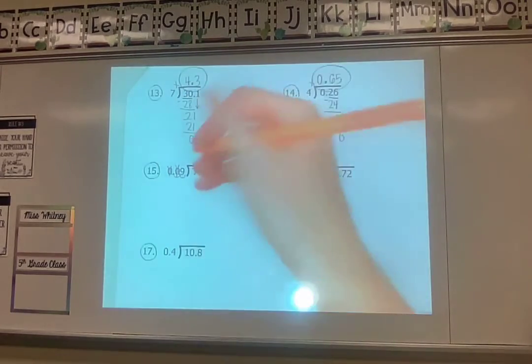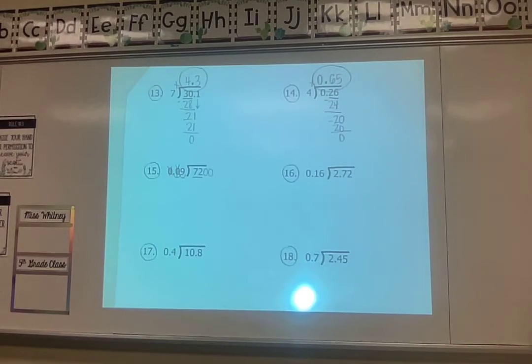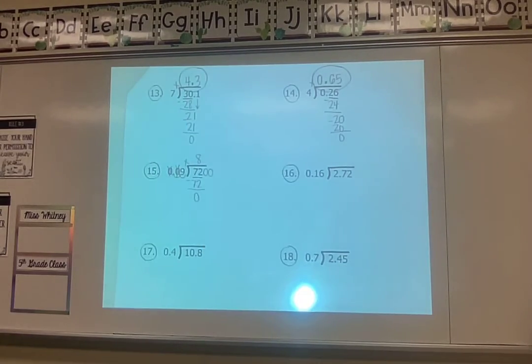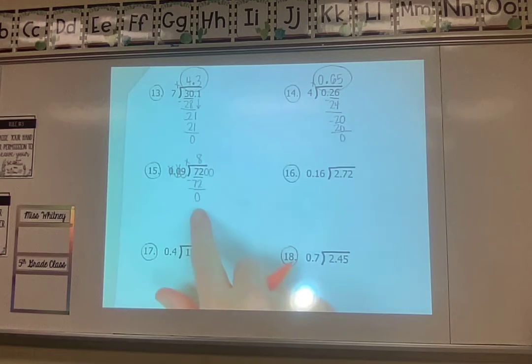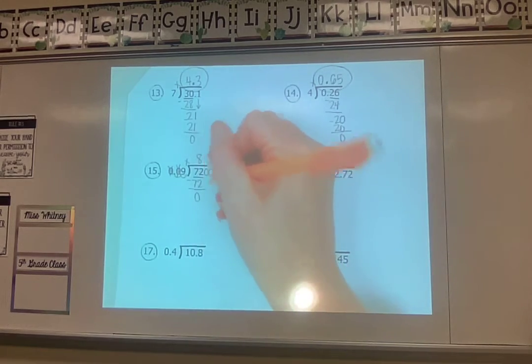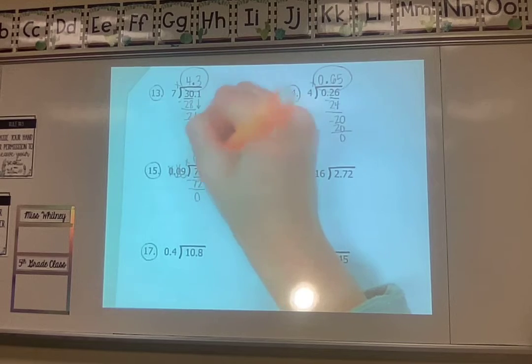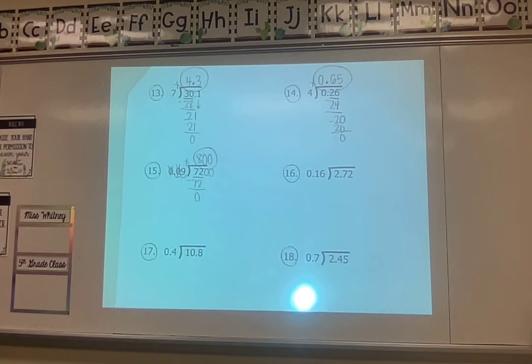We are dividing by 9. 9 into 72 is 8. 9 times 8 is 72. So when I subtract, I get a 0. Now remember, after I subtract and I get a 0, I'm going to look. I have 2 more zeros I could bring down, so I'm going to add them to my answer. You can't forget to look for those zeros.